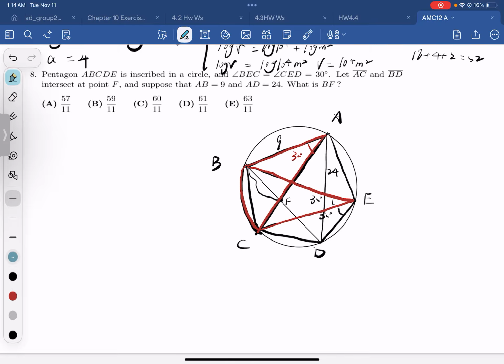Let's see the next one. The arc CD corresponds to the angle CED, and it also corresponds to the angle CAD. So this one is 30 degrees as well. So AC should be the angle bisector of angle BAD.